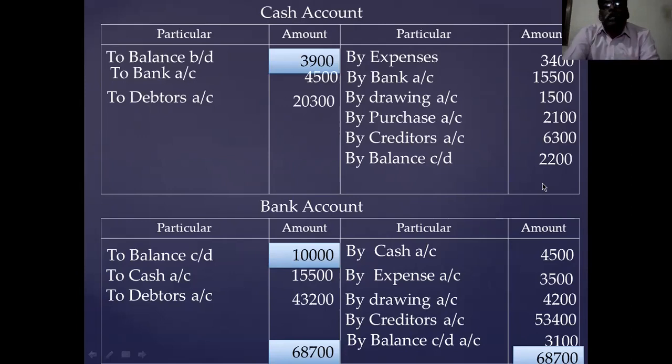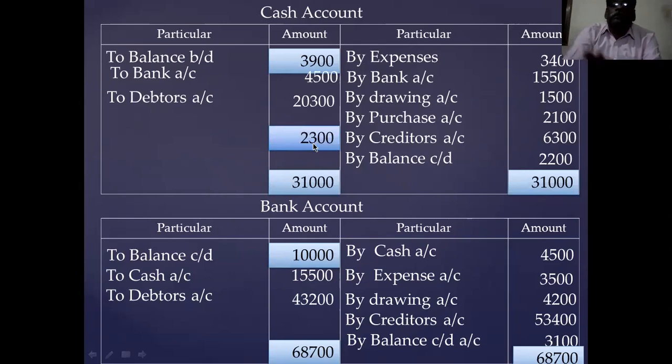Then you close the cash book. Total 31,000 is there. Then the difference is 2,300. This 2,300 is on the debit side. Important items in the cash book: balance is there, bank is there, contra entry, debtors account is there. So the important item is cash purchase. I call this a cash purchase.